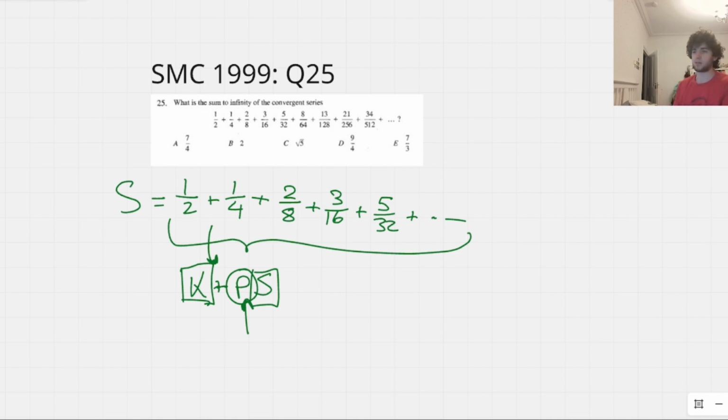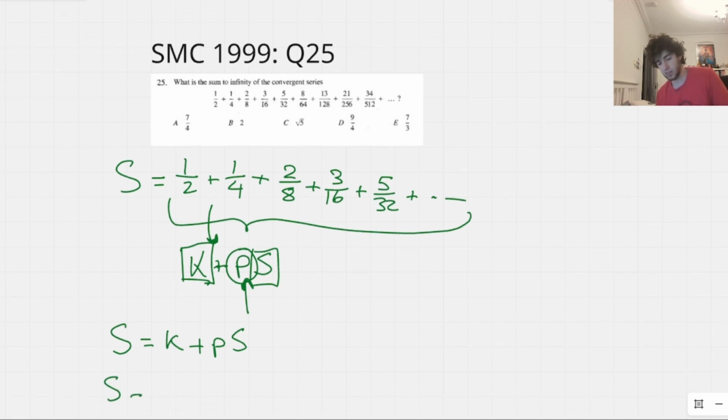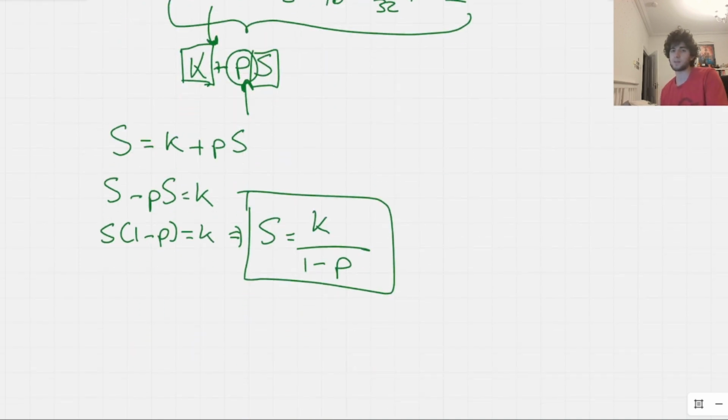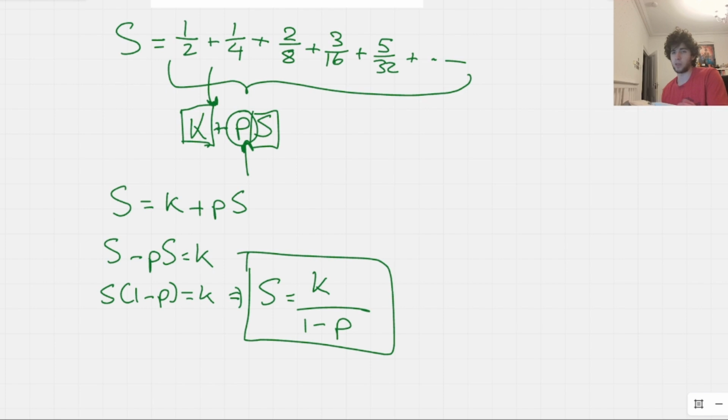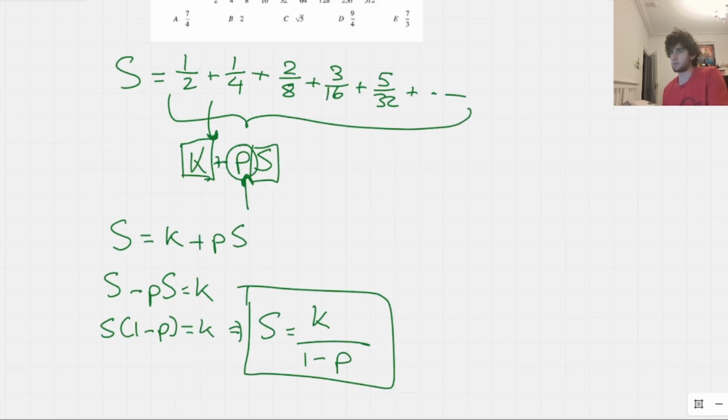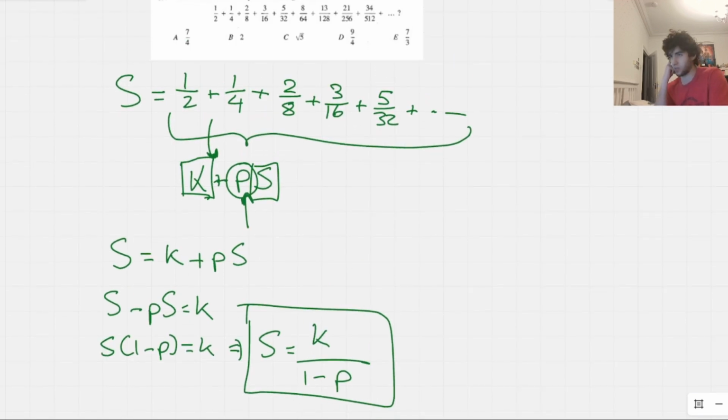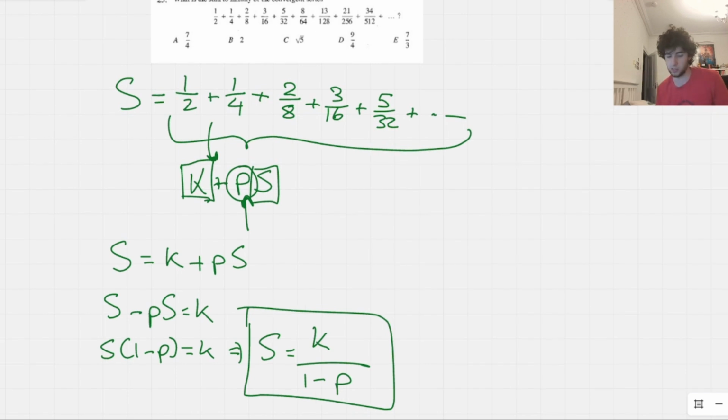But if we can get this type of format, where the sum S is equal to a constant k plus p times S, then we can easily solve for S by rearranging. You get S minus pS equal to k, S multiplied by 1 minus p equal to k, and therefore the sum S is equal to k over 1 minus p, where k and p are constants to be determined. So in general, if we can do that, then we're done. But the question really is, how do we do that with this? And that's something that just takes experimentation.